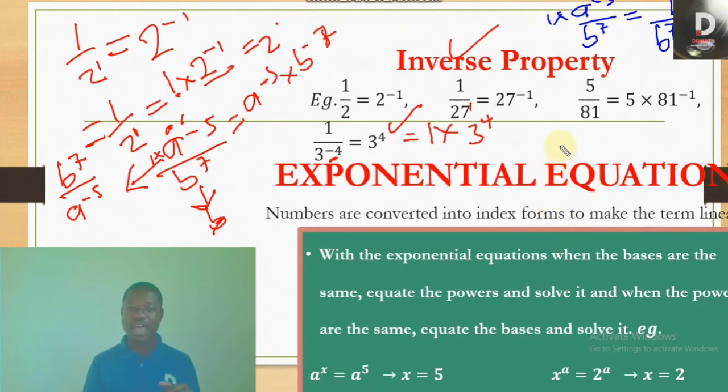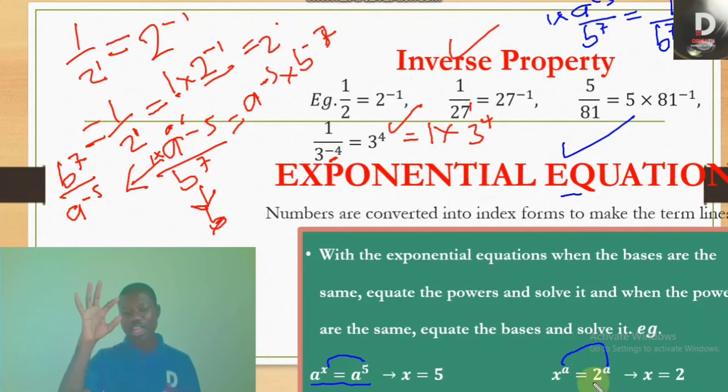Now, the next thing is exponential equations. That means powers of numbers in the form of equation. And what it means is that when the bases are the same, the powers must also be the same. So when the bases are the same, equate the powers and solve, as you can see. In the same manner, if the powers are also the same, it means the bases must also be the same. Therefore, equate the bases and solve.